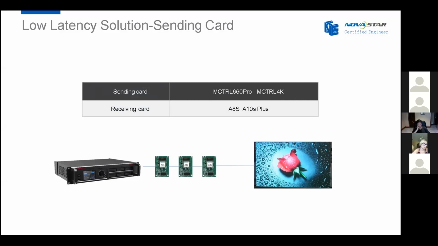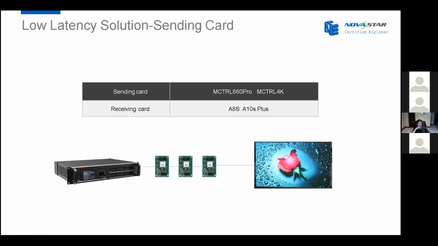For the standard sending card system's low latency solution, the sending cards are the MCDRL 660 Pro and MCDRL 4K. Those two products can support low latency features. For the receiving card, we need to use our high-end receiving cards, the Armor Series 8S and 810S Plus. The system structure is the same as the standard sending card system: sending card, then receiving card, then the LED screen.